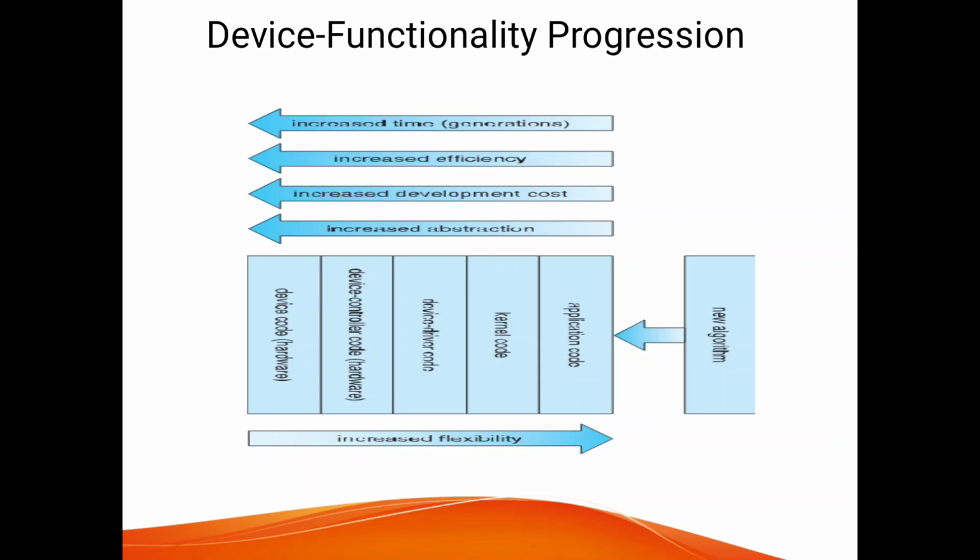In device functionality progress, the application and network layers are more responsible for the data transmissions, which can increase development cost and increase abstraction. At the same time, it increases efficiency and increases timing.